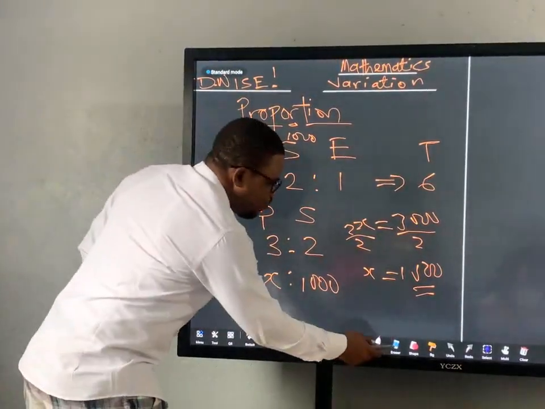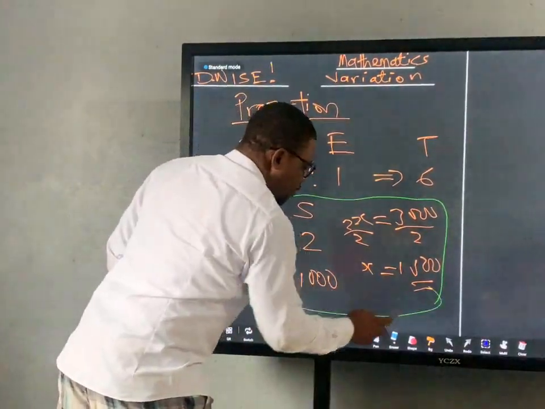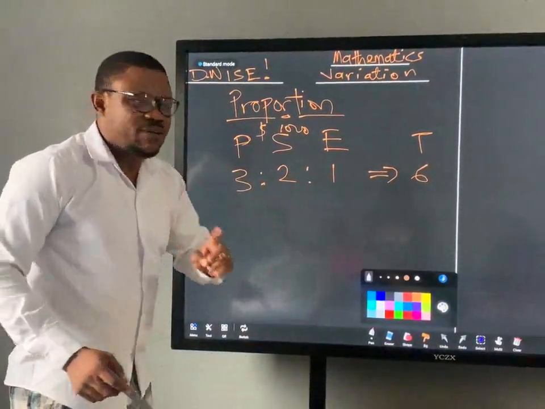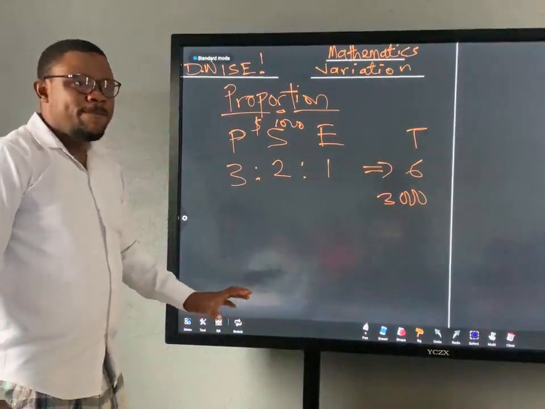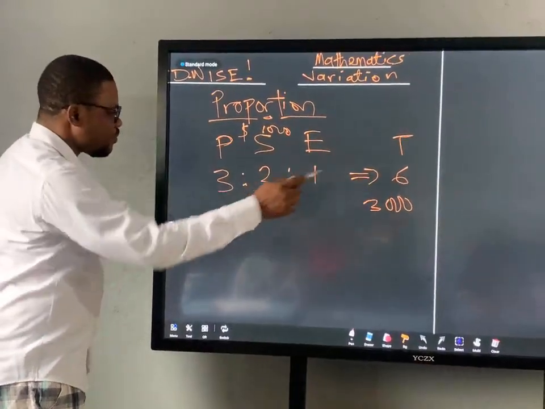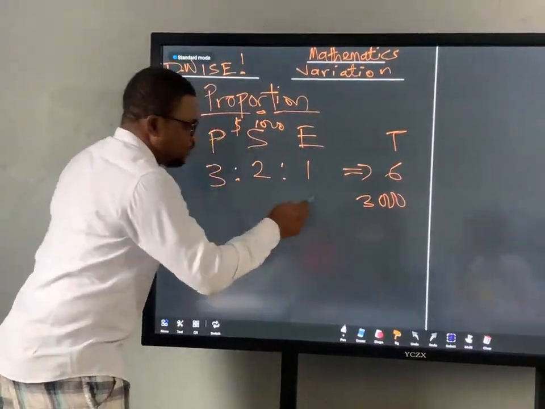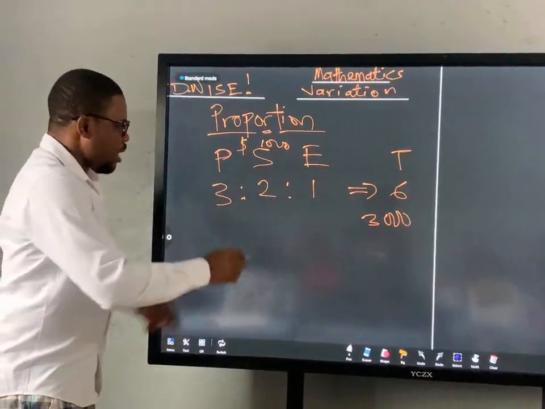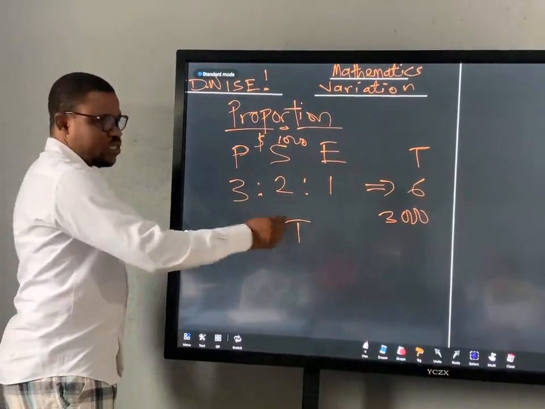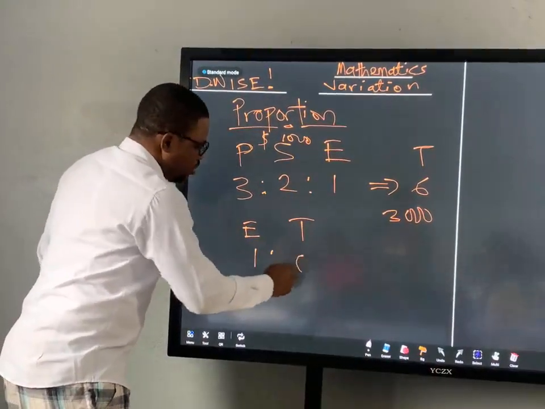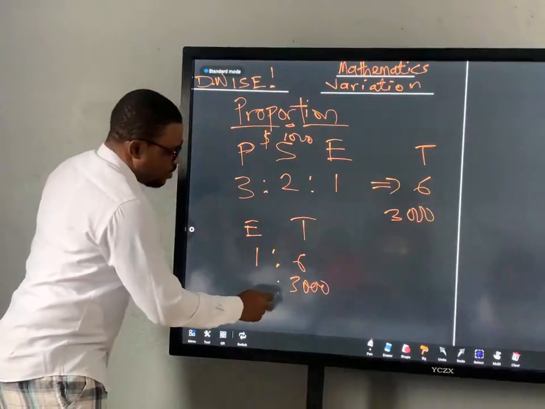Now, let me show you one last thing before we wrap up. If I'm giving you the total value of 3,000, which was what we got originally, and I said you should find out how much Amy had. I have Amy's value and the total. What is the ratio? 1 is to 6. Now I have the total to be 3,000.